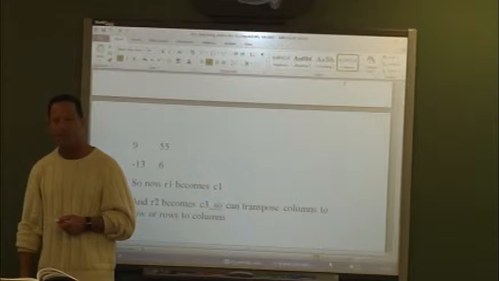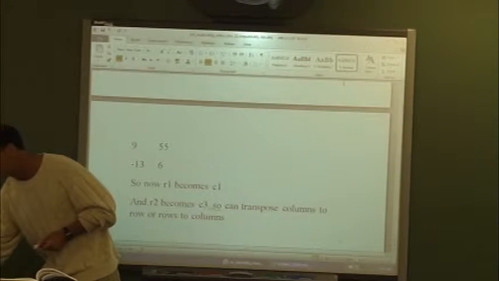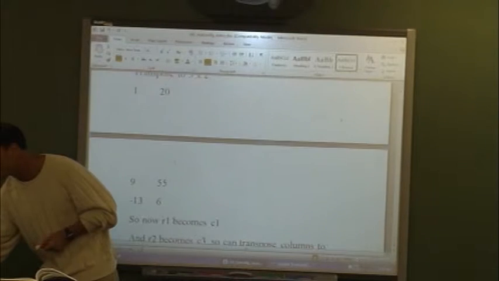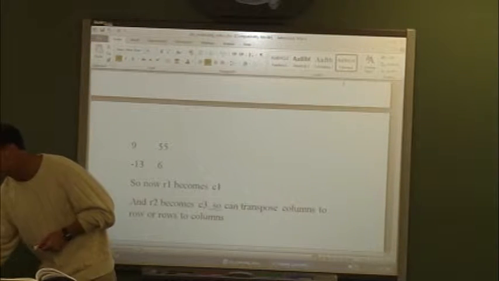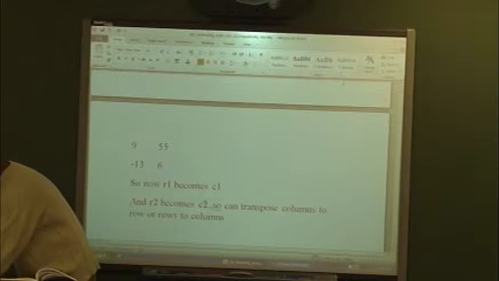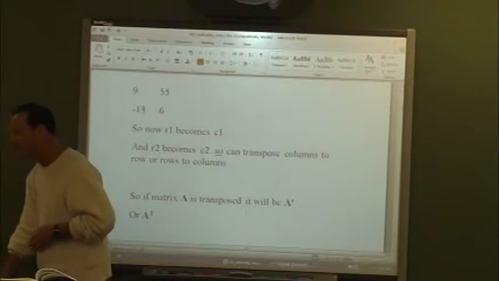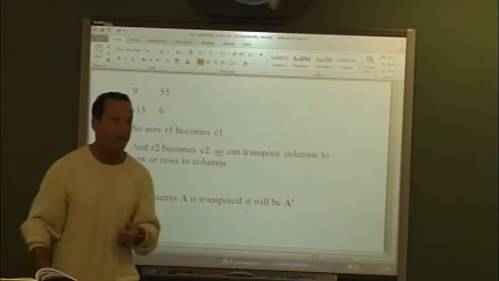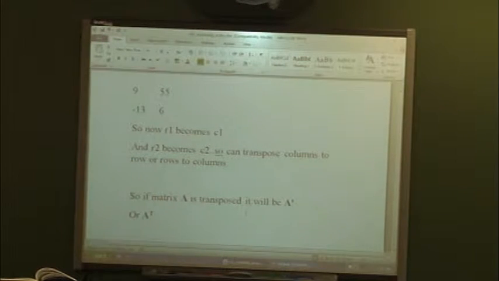And row 2 becomes... right? Three. So row 2, 3 becomes column 2, right? So you can transpose columns to rows or rows to columns, right? That's a real typical mathematical operation of matrix algebra.